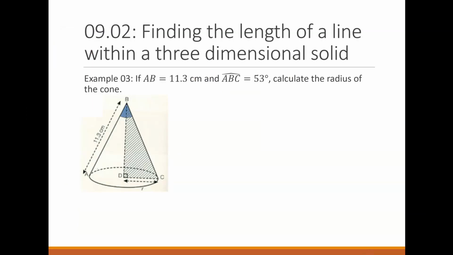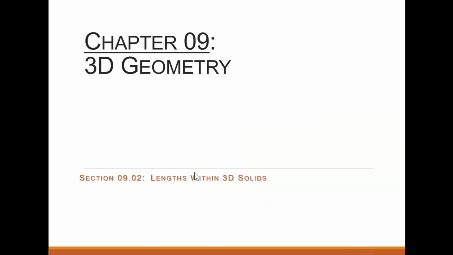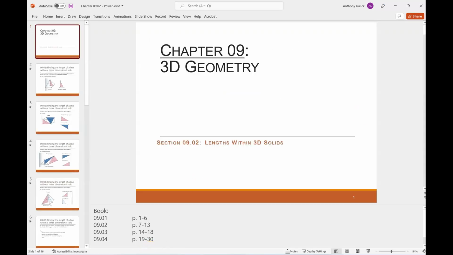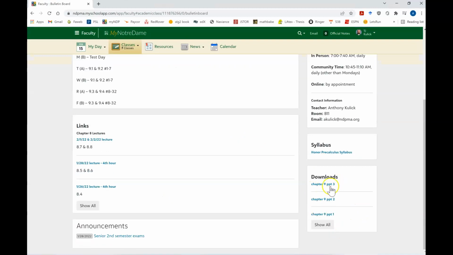Sections 2, 3, and 4 I'm going to use PowerPoint to do because they're going to involve a whole bunch of drawings, and I don't trust myself to be consistently neat enough to give you a good picture. So I'm going to do these all digitally. Worth mentioning here, though, that these PowerPoints are in the downloads section on My Notre Dame if you want to look at them later on.